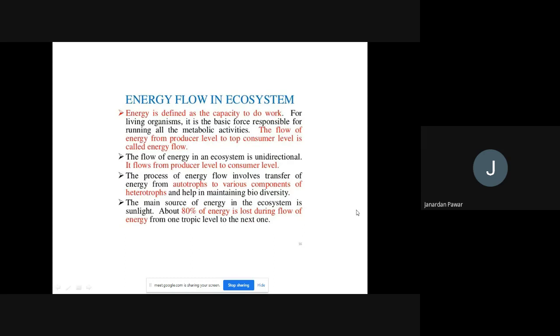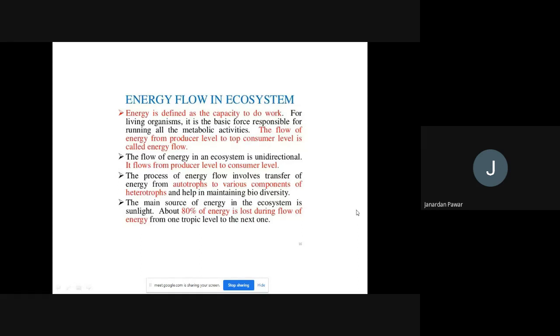The flow is what? From producer, those who are producing, to the consumer, that is the flow. The flow of energy in an ecosystem is unidirectional. There is no proper direction as such, like top to bottom, bottom to top, right to left, left to right, or south to north, north to south, east to west, or west to east, not like that.